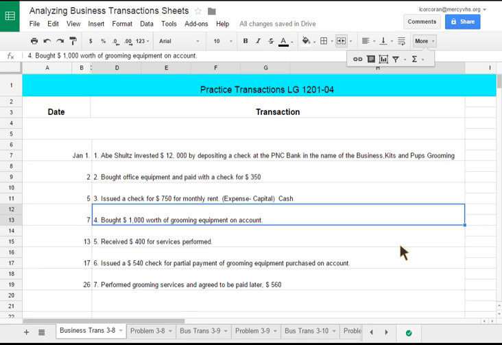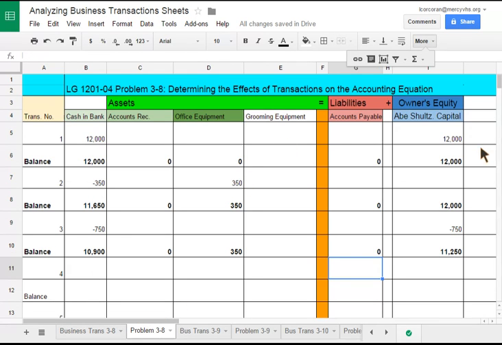So we have to determine which two accounts are affected. In this case, it's cash and bank. And because he invested the money, it is also capital. So we're going to go to problem 3-8 down at the bottom, the tab, and you'll see that the cash is increased by 12,000 and his capital is also increased by 12,000. Nothing happens in any of the other accounts.